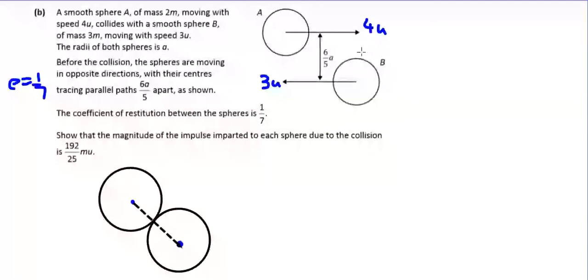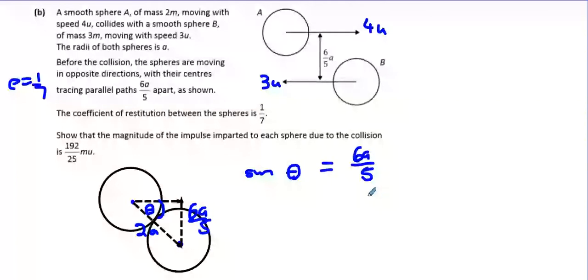Now the difference in height between the two centres is given as 6a over 5, which would be something like this. So that's 6a over 5. If they're both radius a, then that's a plus a, which makes the whole thing 2a. And what we can get is an angle theta here. So sine theta is 6a over 5 divided by 2a, which is the same thing as 3 over 5.